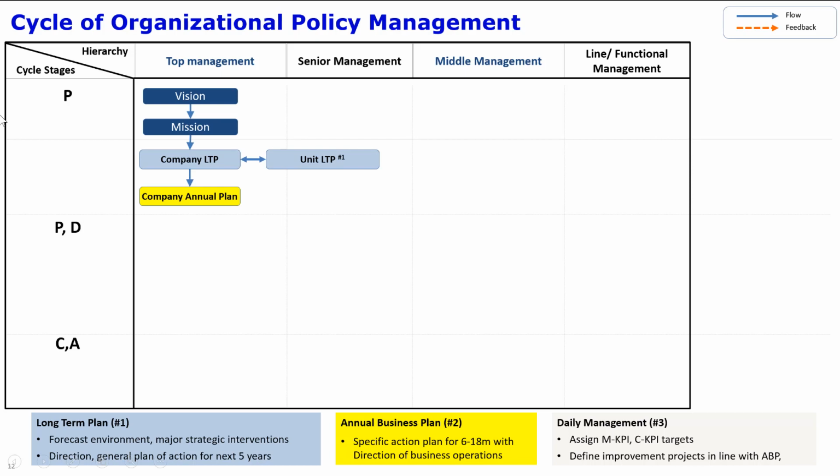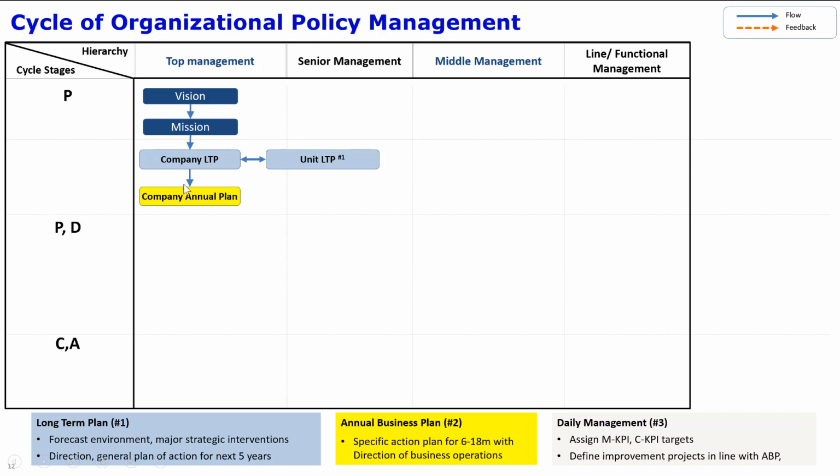As you can see, the top management sets the vision from which a concrete mission is taken out. And from the mission, the company's long-term plan is produced. Now this long-term plan leads to the various long-term plans of the units that the company might have. The units could be various plants, divisions, business divisions, or various sites.